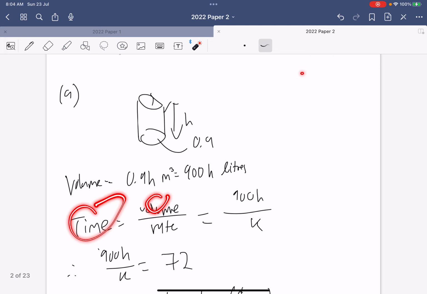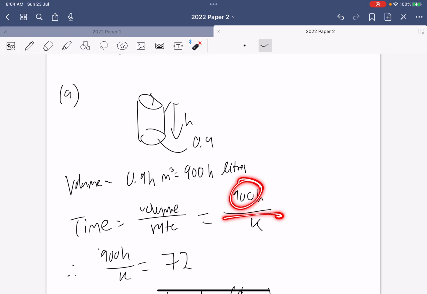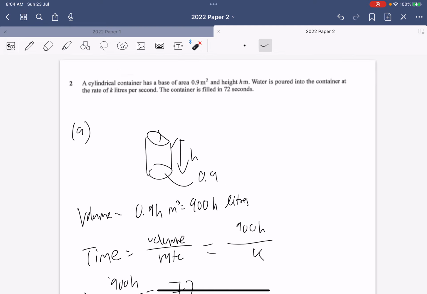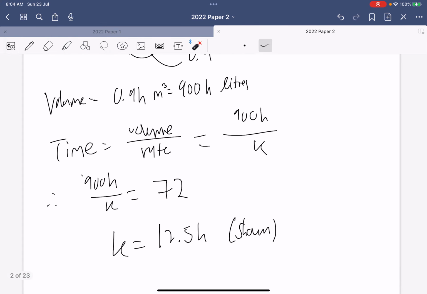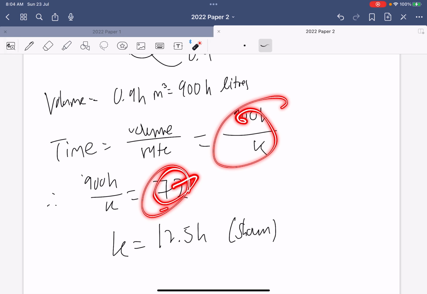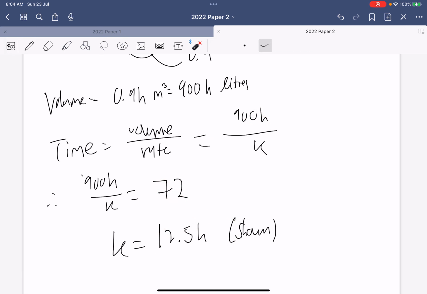Now the time is just the volume over the rate, so it's 900h over k. Therefore, this timing equals 72, and it will equal 12.5h. So k equals 12.5h, which is what we want to show.